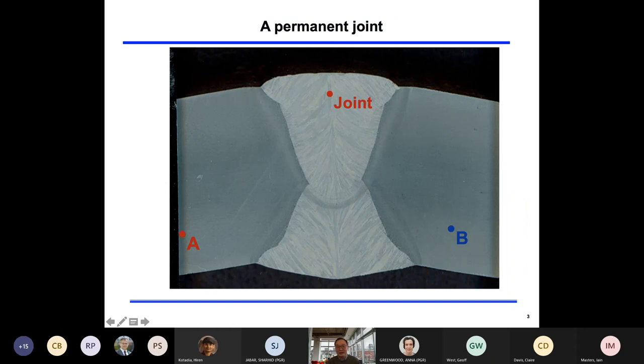So what does it look like? Welding forms a permanent metallic joint. You have two pieces of metal that can be the same or different. If the same, we call it similar welding. If different, it's called dissimilar welding, right? After you melt them at the joint, solidification forms a permanent metallic joint. That's the welding process, forming permanent joints between the two parts.